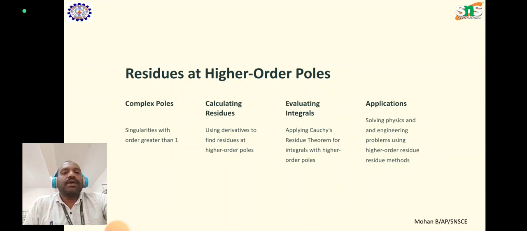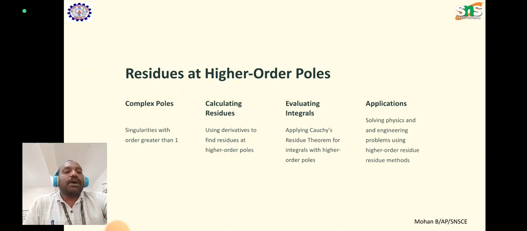Let me see the complex pole that we already discussed in the singularity, with order greater than 1. Then calculating residues using derivatives to find residues at higher order poles. Now we have to see evaluating integrals: applying Cauchy's residue theorem for integrals with higher order poles. That is very important. So here we calculate by applying Cauchy's residue theorem for integrals with higher order poles.